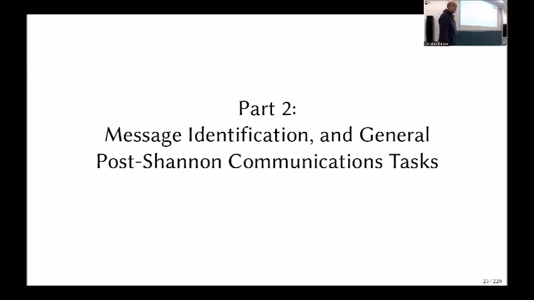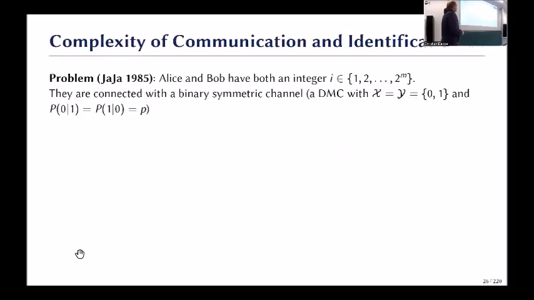Okay, now we want to continue with part 2, message identification and general post-Shannon communication tasks. The story starts with the problem of Yao. It's in communication complexity. So he assumed the following. He considers the problem that Alice and Bob each have an integer between 1 and 2^n, and they are connected with a binary symmetric channel.